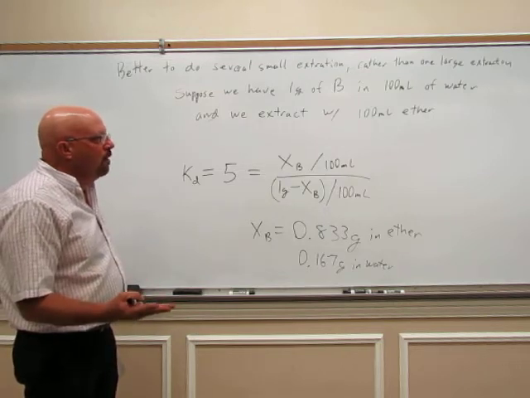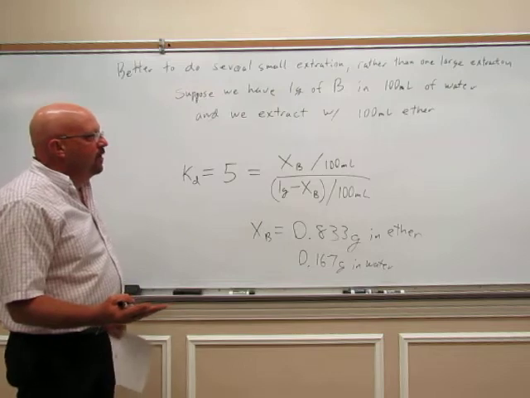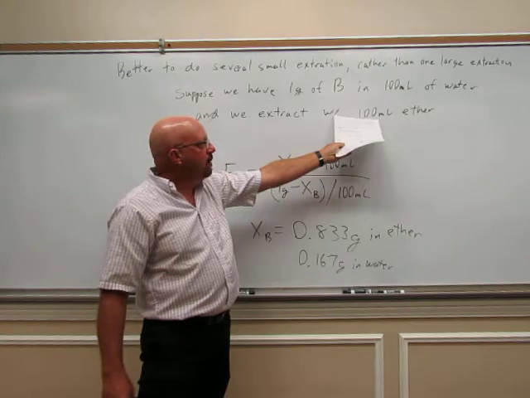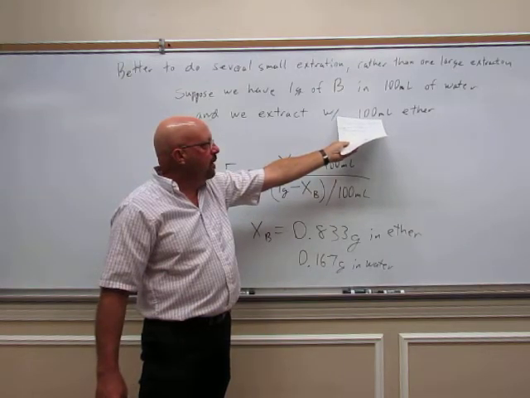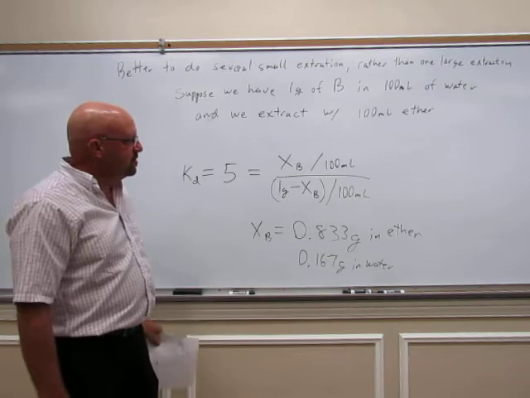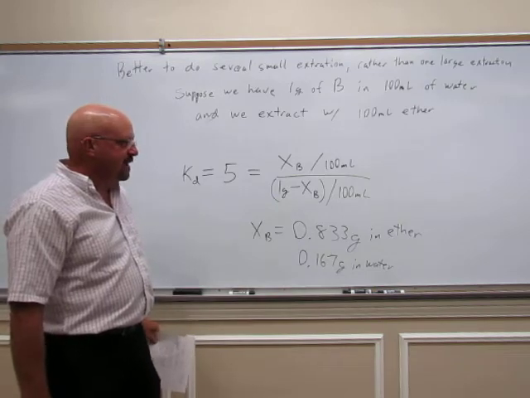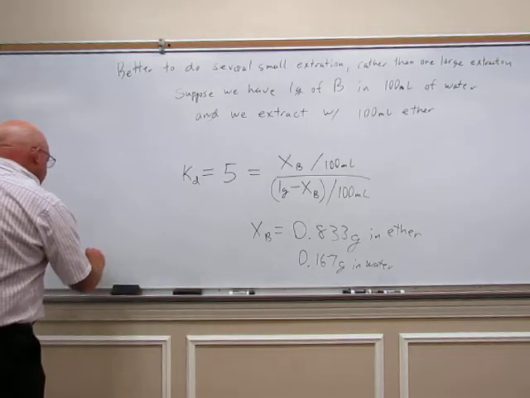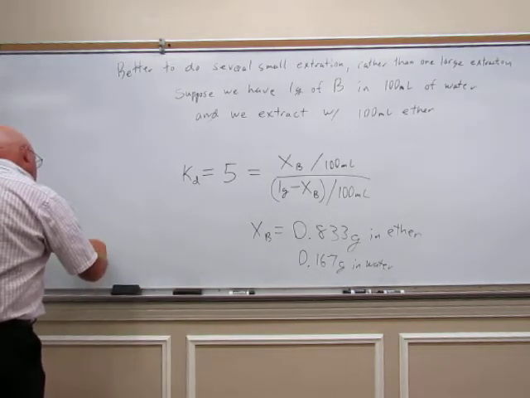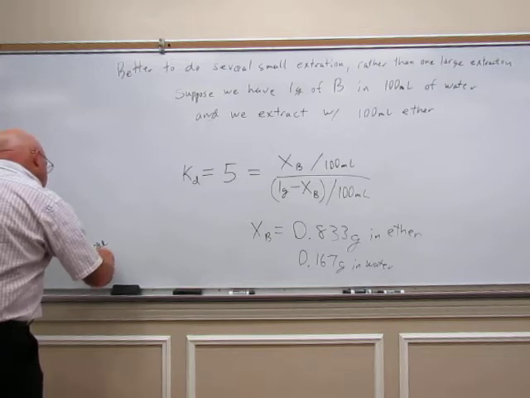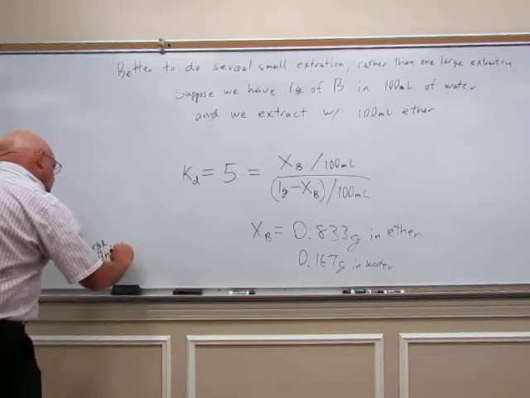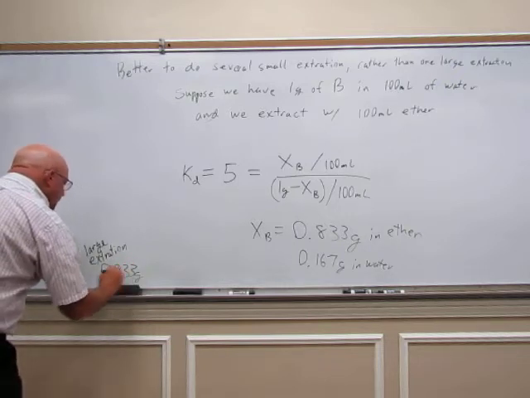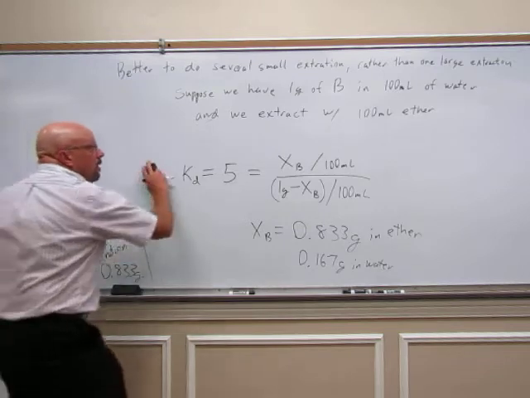Let's do 4 extractions with ether of 25 milliliters each. That's still the same amount, but rather than doing the 1 large one with 100 milliliters, let's do 4 separate extractions of 25 milliliters each, and let's see how much we get. I'm going to write my number over here so we don't forget. So this was the large extraction, 0.833 grams. Okay, I'm just going to stick that over here.